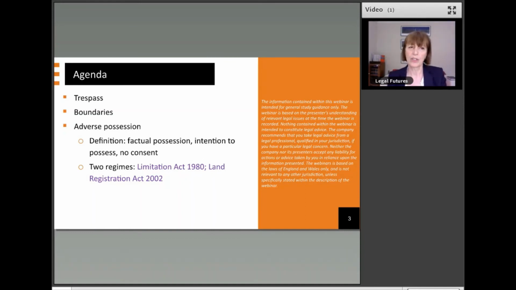And we'll spend quite a lot of time looking at factual possession, intention to possess, and no consent, the definition of adverse possession. And then we'll look at the two regimes and what that actually means for your client, if your client's land is in adverse possession, or if your client is in fact the adverse possessor, or rather the squatter, as the courts will call your client in those circumstances. So we'll look at the two regimes and very briefly what it is you're going to be thinking about when it comes to dealing with land subject to or about to be subject to a claim for adverse possession.